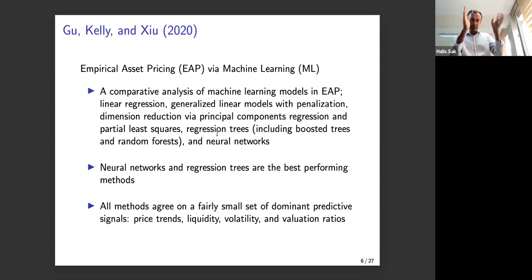So what we do is, at each month, using the previous data, we try to come up with the best prediction for next month's return. This is basically implicit pricing, right? In the end, we are trying to explain expected returns, but right now we are just starting with the forecast of next month's return. And what do they find? First, they find that neural networks and regression trees are the best performing methods based on the forecast.